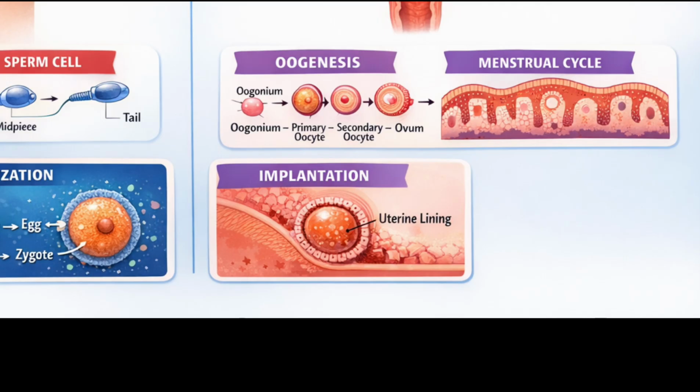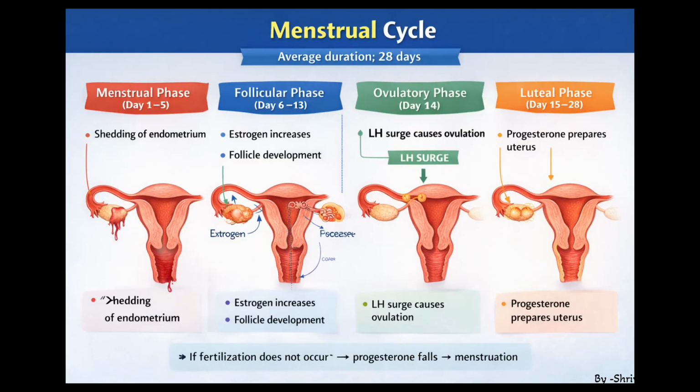And then menstrual cycle, it is very important. The average duration of menstrual cycle is 28 days. There are various phases: from day 1 to day 5 the shedding of endometrium takes place, and from day 6 to day 13 the estrogen is increased and follicles are developed, and it is the follicular phase. Then day 14 is the ovulatory phase, where the LH surge causes ovulation, and from day 15 to 28 the luteal phase, where the progesterone prepares the uterus. If fertilization does not occur, then progesterone falls and menstruation starts.